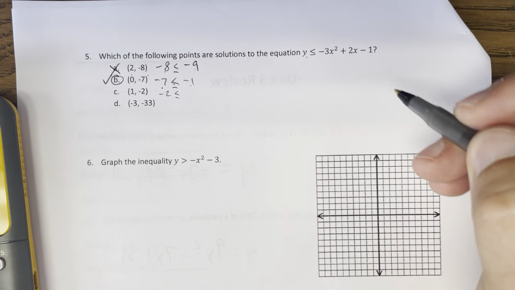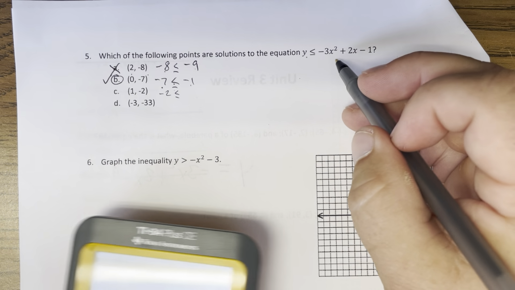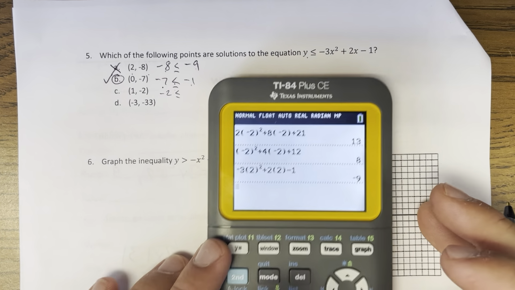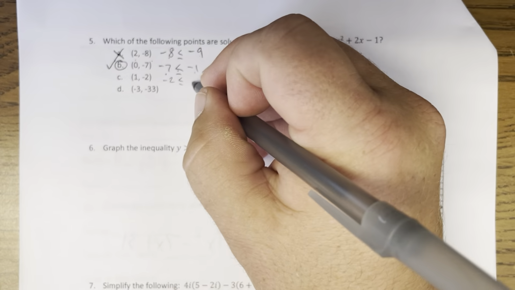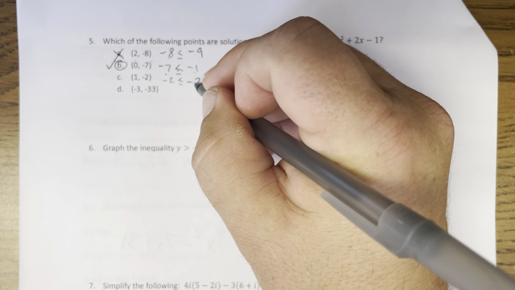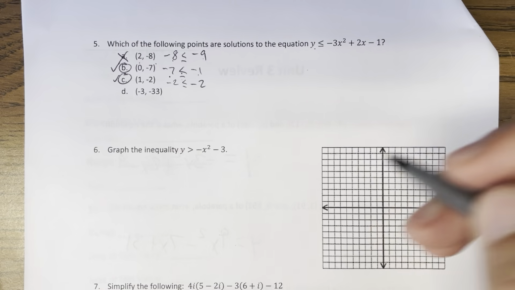-2 less than or equal to, plugging in 1. I'll just do it in the calculator to speed up a little bit. -3, and we're going to plug in 1, which doesn't change anything, but I'll put it in there, plus 2 times 1, minus 1, and we get negative 2. Is negative 2 less than or equal to negative 2? Yes, that's a correct solution as well.